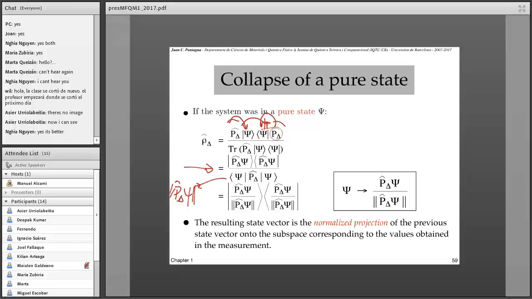And so one of these terms can be put inside this ket, and the other one inside this ket. And so we are led to this result that is probably more known by most of you, that the original operator is in fact projected by the measurement. So the pure state is transformed into a pure state, which is the normalized projection of the original state onto the subspace corresponding to the eigenvalue we have obtained, or to the collection of eigenvalues we have obtained.